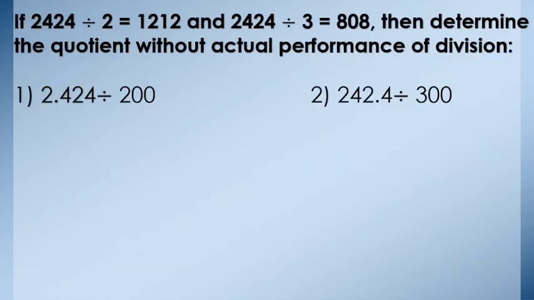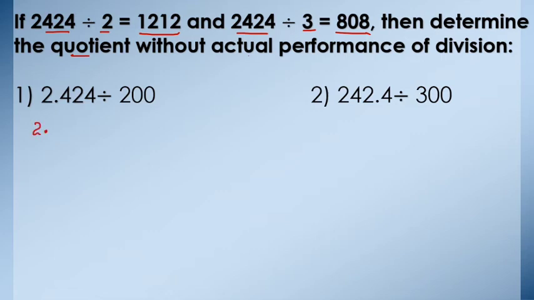Next question is, if 2424 divided by 2 is 1212 and 2424 divided by 3 is 808, then determine the quotient without actual performance of division. That means we have to find the quotient for the following questions without doing the actual division. First part is 2.424 divided by 200. As we can see, the digits are the same. Only zeros are increased in the divisor and a decimal point is there in the dividend.